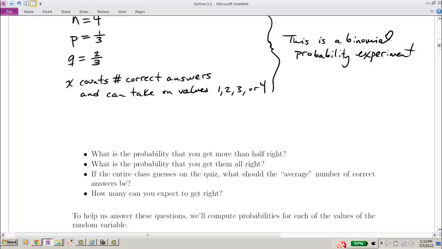And if I did guess, how many could I expect to get right? What could I reasonably expect as my number of correct answers to be? And so we're going to spend a little bit of time exploring this example further in the coming questions.